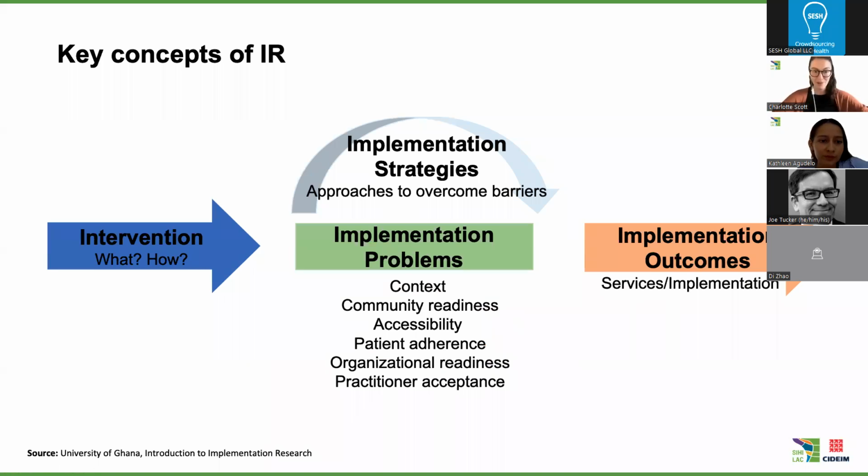Great. So as we've gone through and discussed, there are quite a few key concepts that we need to understand individually in order to better contextualize what implementation research is, what it involves, and what it results in. So we'll now take a moment to look closely at some of these key concepts related to implementation research. So this diagram here is based on an example from the University of Ghana's Introduction to Implementation Research course, and it displays the key concepts and how they relate to one another.